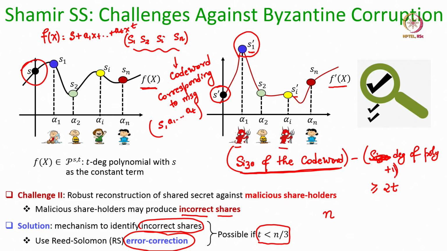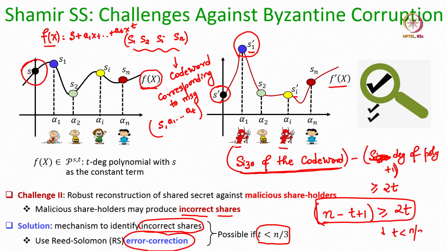And what was the size of the polynomial? Size of the polynomial means how many coefficients there were: t plus 1. So, this should be greater than or equal to 2 times the number of errors which we want to error correct, namely the corrupt shares which could be provided by the corrupt shareholders. If this condition is ensured, then only will the Reed-Solomon error correction be able to correct the t incorrect shares provided by the corrupt shareholders, and we can hope to reconstruct the original polynomial and hence the constant term. So, this condition automatically implies that t less than n over 3 is required.